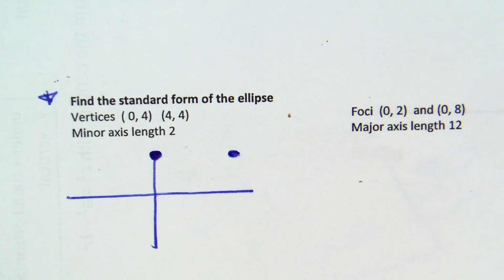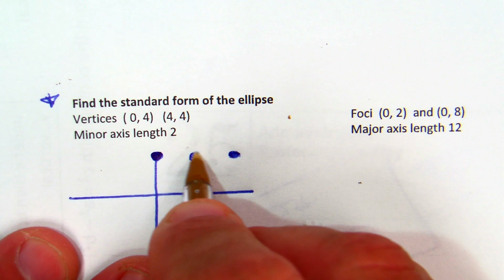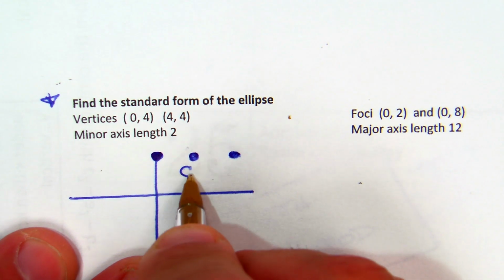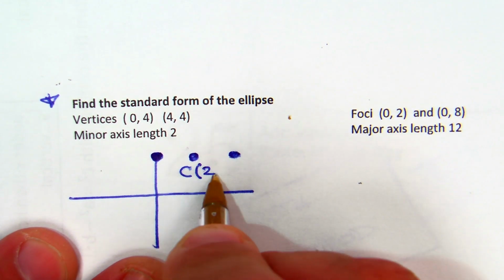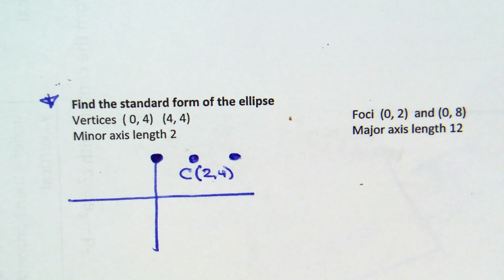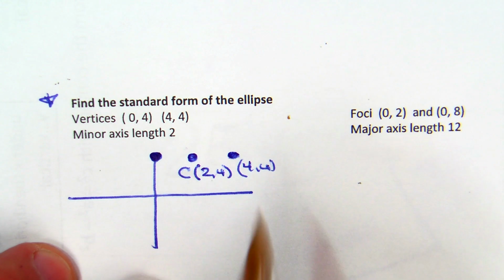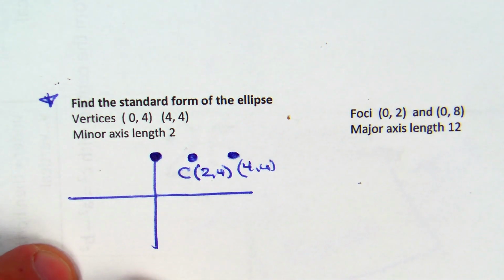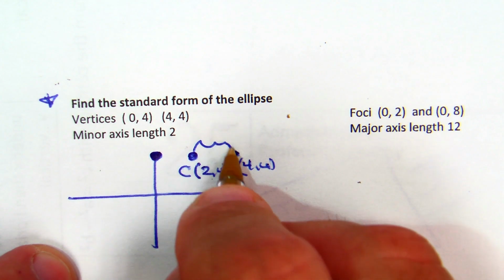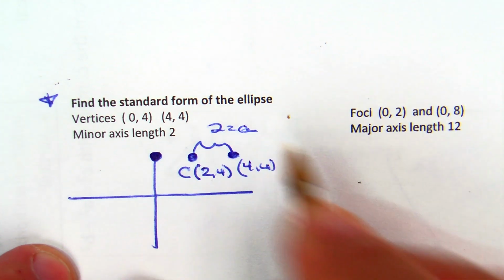All right, so those are my vertices. The center is at the midpoint of those. So the center is located at 2, 4. Everybody okay with that? The distance from the center to either vertex is your A. How far is it from 2, 4 over to 4, 4? 2. So that's your A.